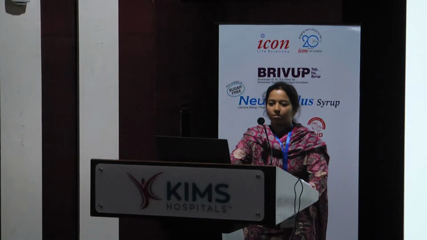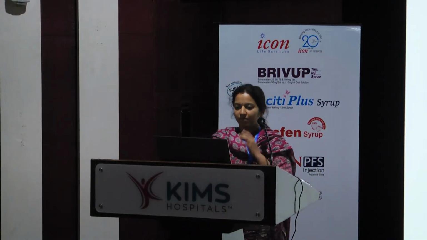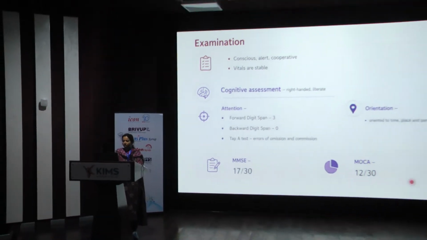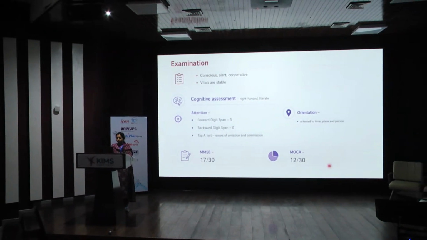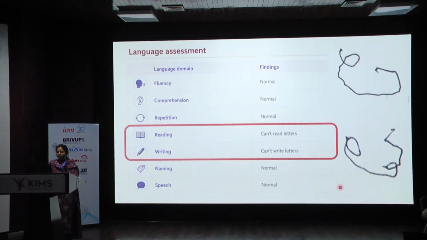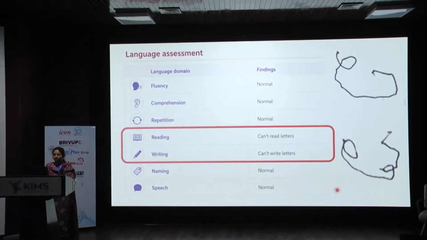Shall I proceed to the examination? On examination, there were omission and commission errors. However, she was oriented to time, place and person. Her MMSE is 17 and MoCA is 12. On language assessment, apart from reading and writing difficulty, the rest of the things are fine.